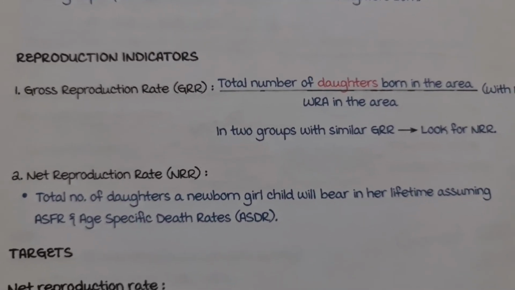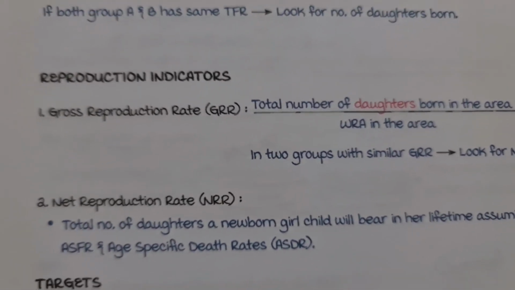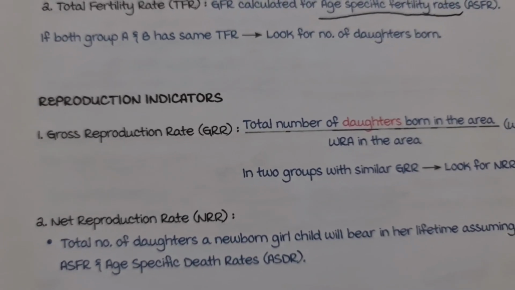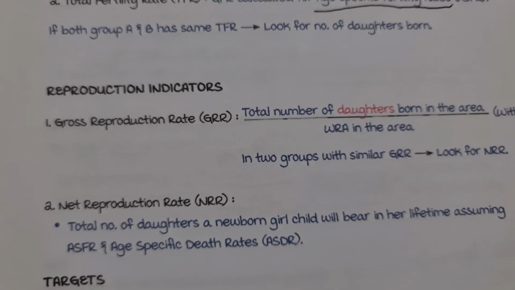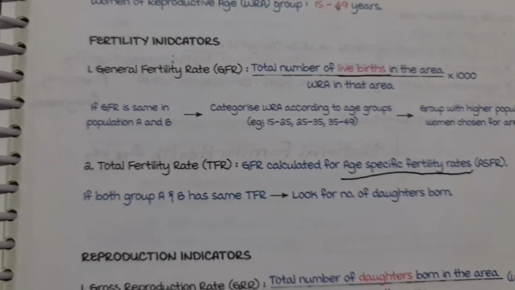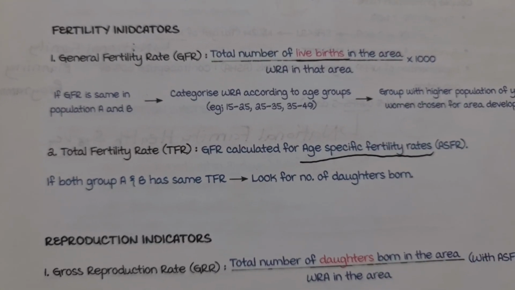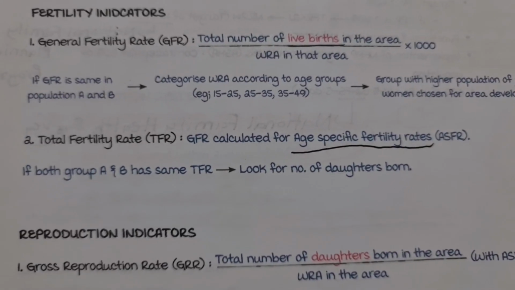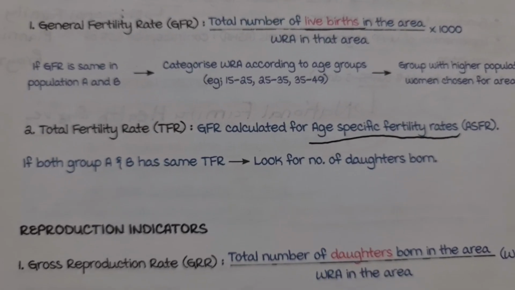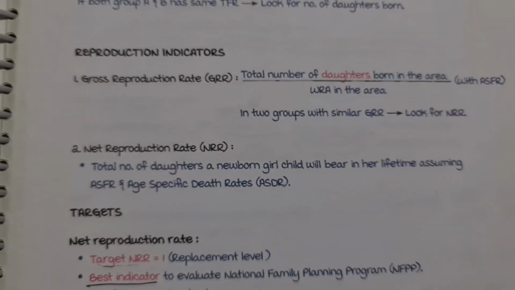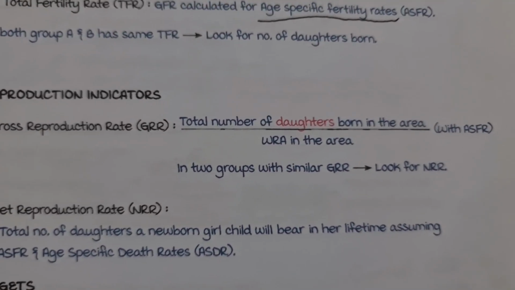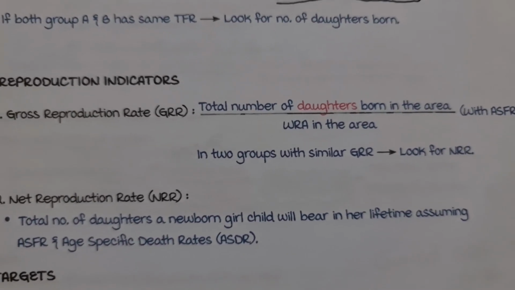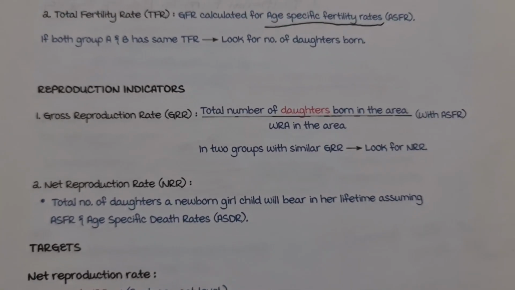So you will ask the question, what is the relation between the net reproduction rate and the total fertility rate? Basically, the total fertility rate counts all children, whether male or female, whereas the net reproduction rate counts only the surviving daughters, and it is adjusted for female mortality also. So it is the main difference between the two.